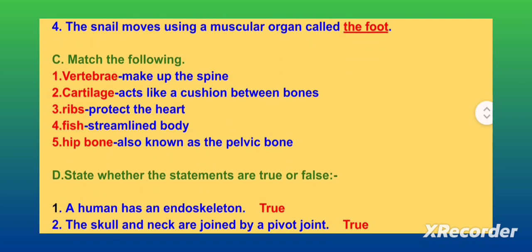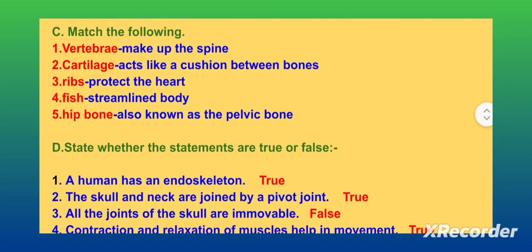Match the following. Vertebrae make up the spine. Cartilage acts like a cushion between bones. Ribs protect the heart. Fish have a streamlined body. Hip bone, also known as the pelvic bone.